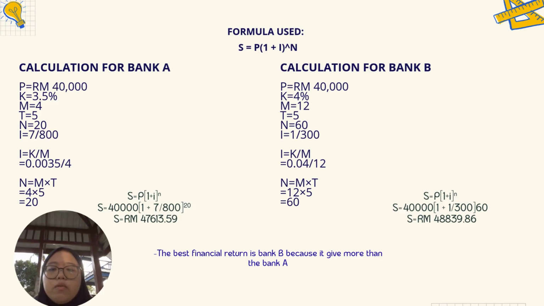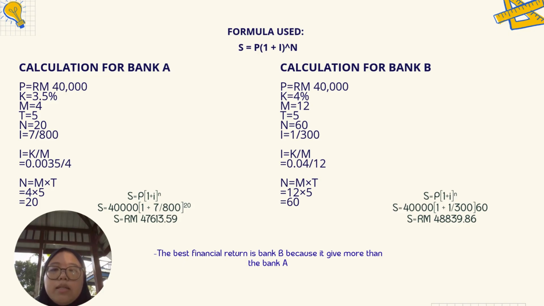The formula that we will use for question 1 is S equals P (1 plus I) power of N. We have two banks that we need to calculate, which are bank A and bank B. First, we will do a calculation for bank A.